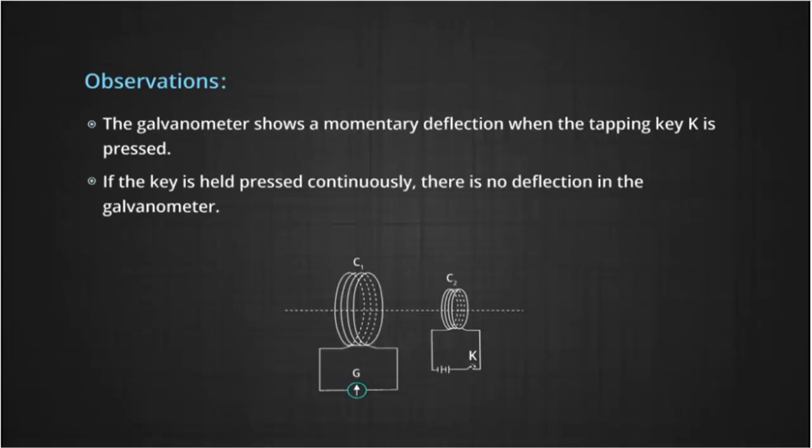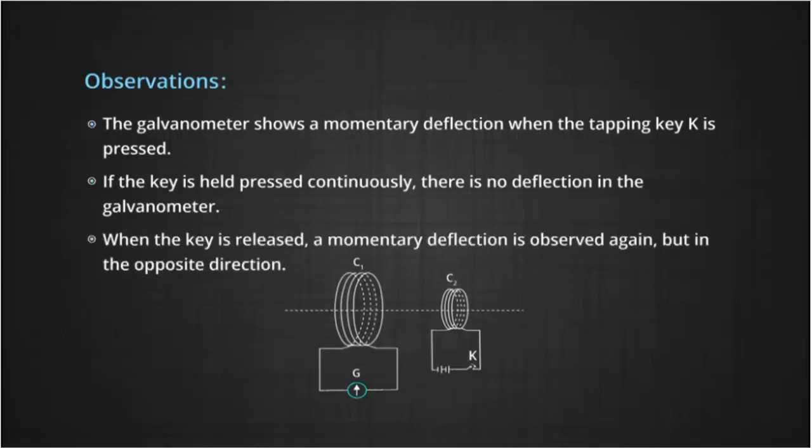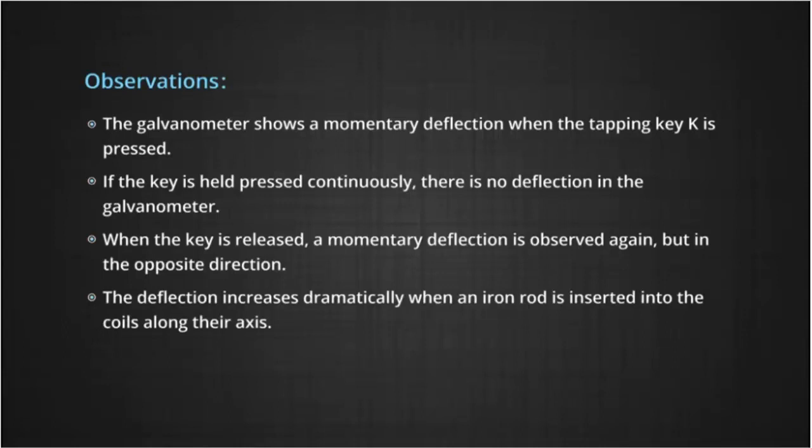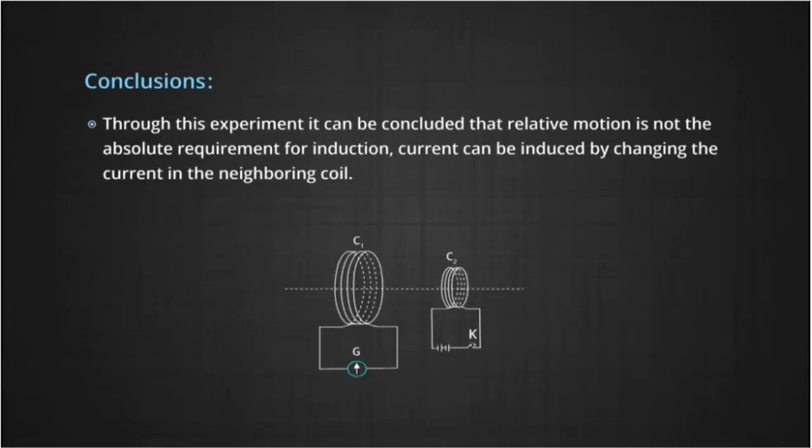Now, if the key is held pressed continuously, there is no deflection in the galvanometer. When the key is released, a momentary deflection is observed again, but in the opposite direction. The deflection increases dramatically when an iron rod is inserted into the coils along their axis. Through this experiment, it can be concluded that relative motion is not the absolute requirement for induction. Current can be induced by changing the current in the neighboring coil.